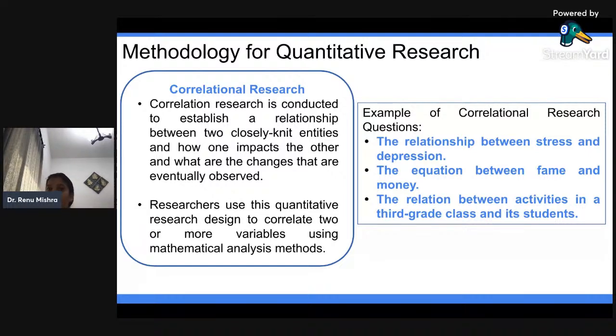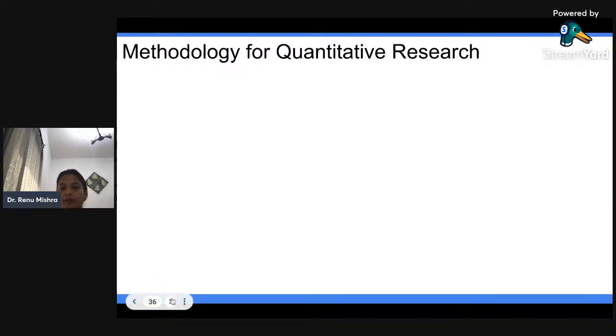Examples are there. For instance, I'll just take one example. What is the relationship between stress and depression? If you have stress, you'll probably progress towards depression. Okay, so these are the kinds of examples for correlation research.